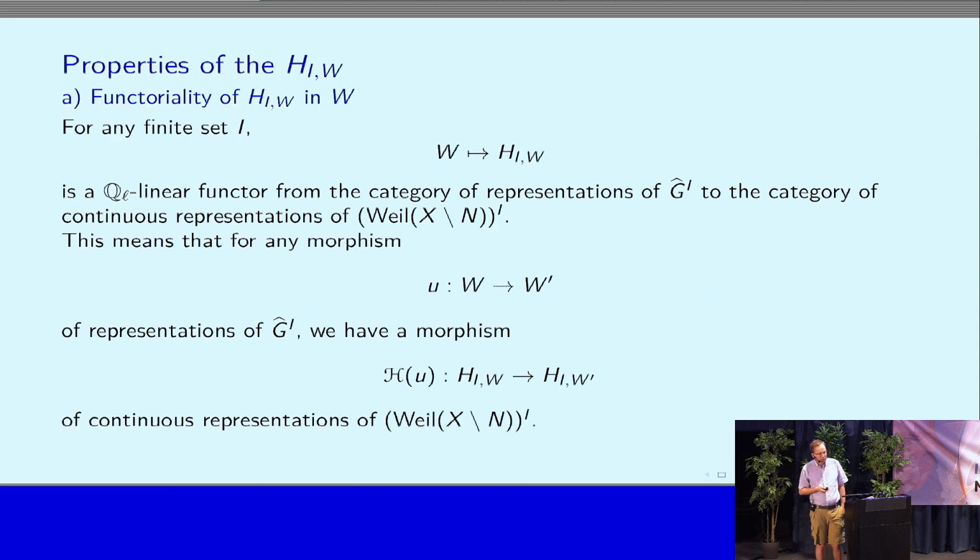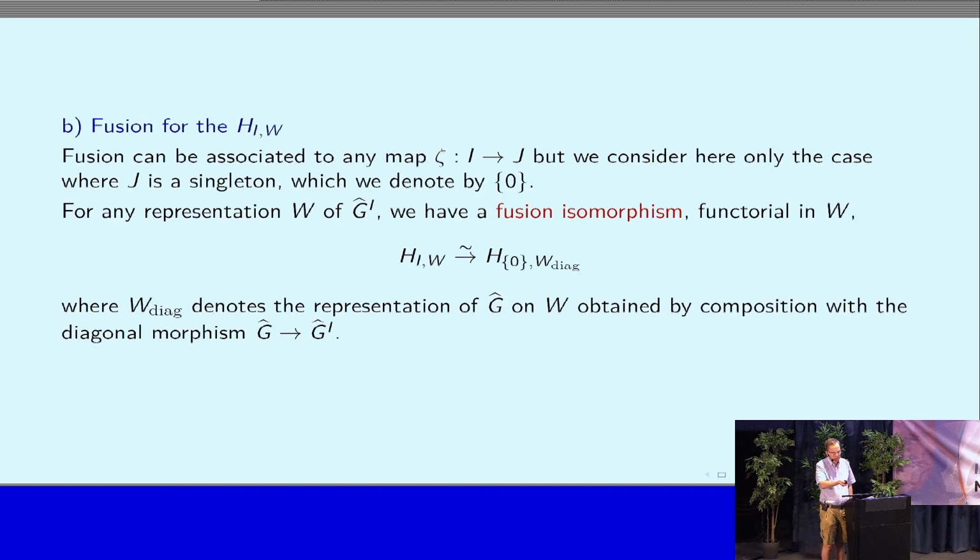So the property of the HIW that we use is first the functoriality. Okay, it's functorial in W. And then the fusion. So fusion can be associated to any map I to G, but I restrict to the case where G is a singleton, zero. And so the fusion isomorphism is an isomorphism between HIW and H0 W diag. W diag is a diagonal representation of G hat on W.